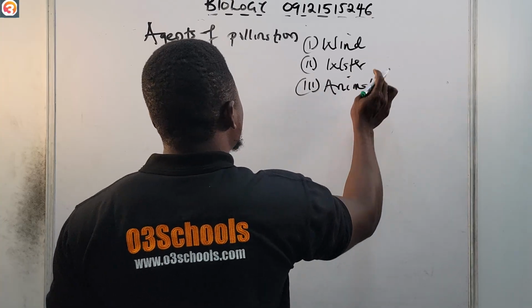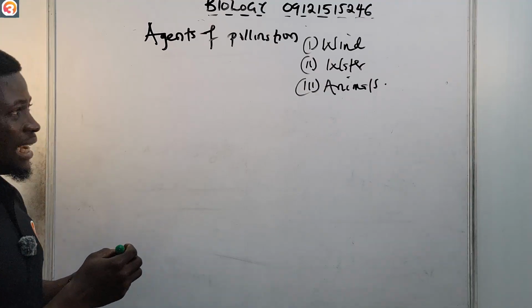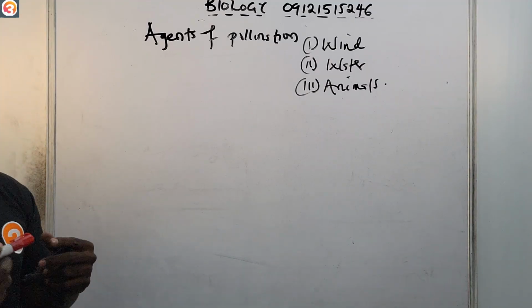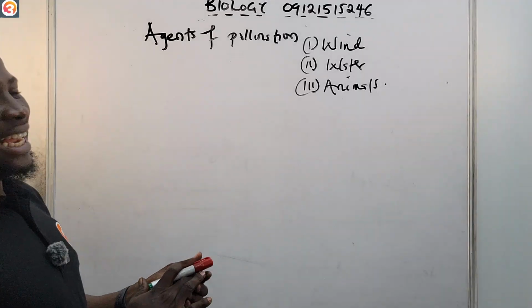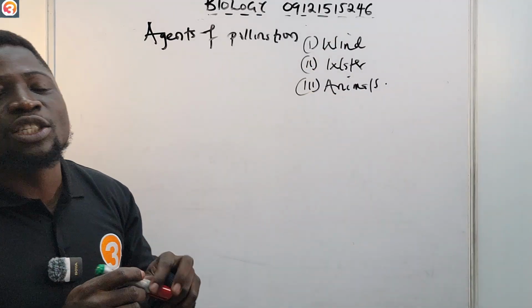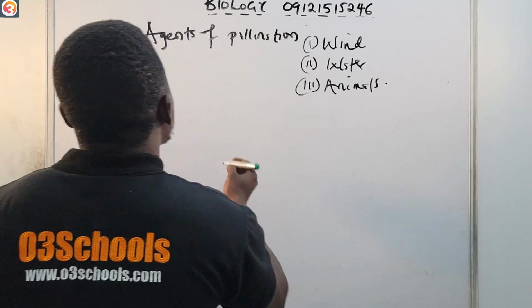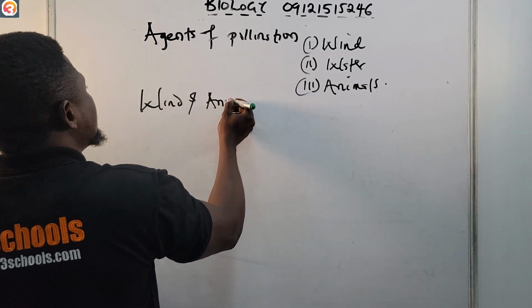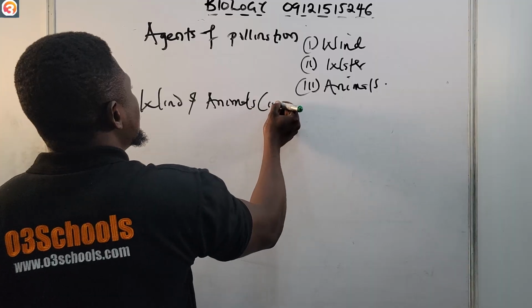Animals. Okay, I shouldn't have put water before animals anyway, but those are the three: wind, water, and animals. So basically, wind and animals are the principal agents of pollination. Okay, principal: wind and animals, especially insects.